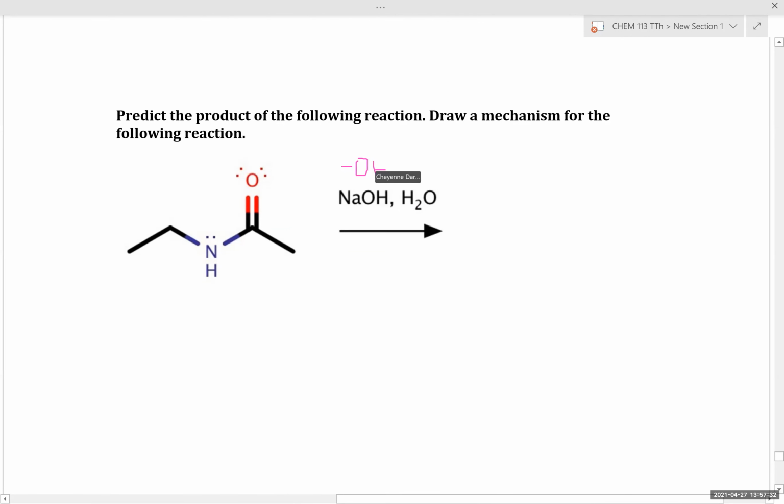So we're treating an amide with sodium hydroxide and water. These look like acidic or basic conditions. Basic conditions, exactly right. And so our nucleophile is immediately going to go straight for the electrophilic carbonyl carbon. And that gives us a tetrahedral intermediate. From here, the tetrahedral intermediate will collapse and kick out our leaving group.